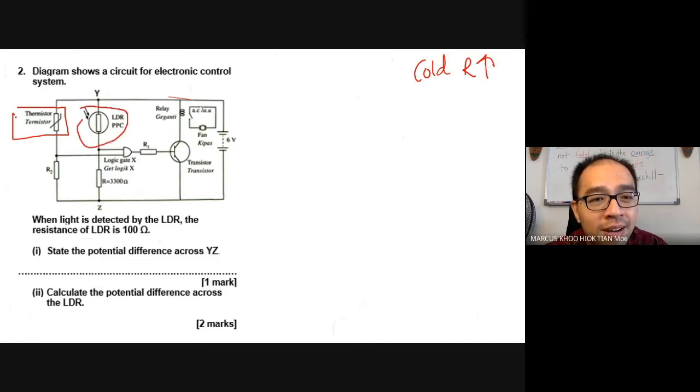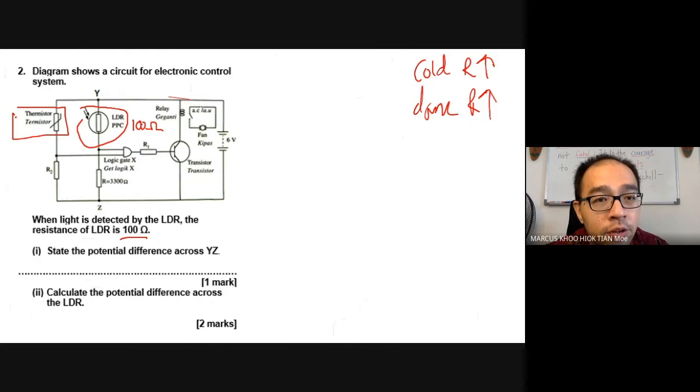Okay, there's a light dependent resistor. That means if it is dark, the resistance is high. Now, when light is detected by the LDR here, the resistance of the LDR is 100 ohms. Okay, so 100 ohms.